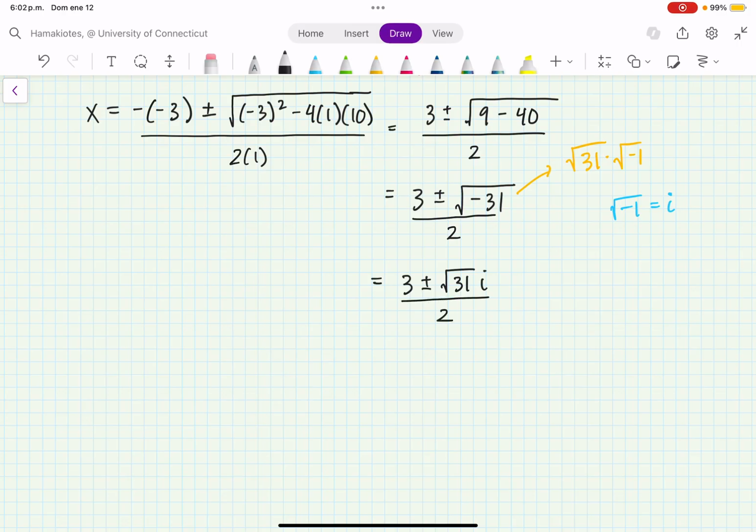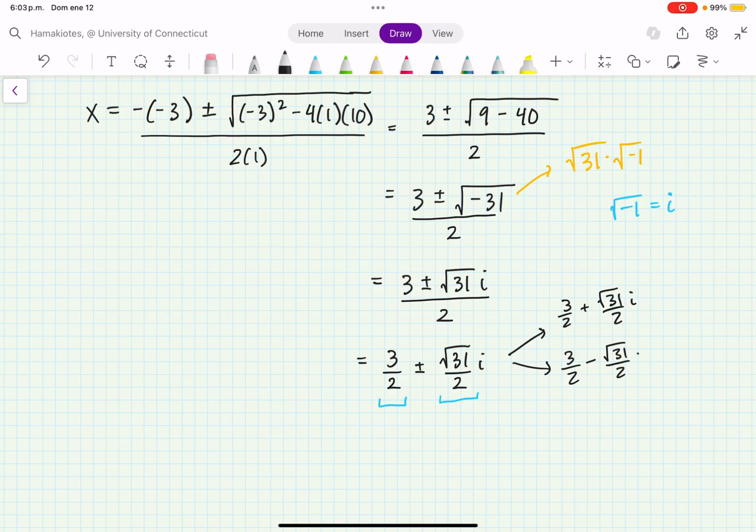And now I can break this up and write it in terms of a real part and imaginary part. So that would look like 3 over 2 plus or minus the square root of 31 over 2 times i. So in this case, 3/2 is the real part, and the root 31 over 2 times i is the imaginary part. And so this tells us that the solutions are going to be 3/2 plus root 31 over 2 times i, and 3/2 minus root 31 over 2 times i. So these are the solutions to our quadratic equation.